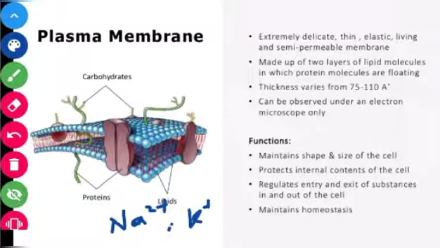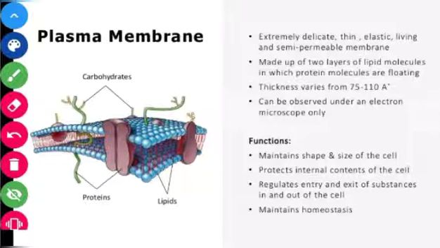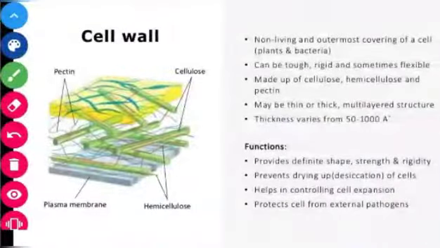When this potassium comes in, why? Because potassium is very helpful for the cell, good for the cell. The sodium goes out of the cell. In that way. And the next function is that it maintains homeostasis, meaning temperature. It also maintains the temperature of the whole cell. So this much about the plasma membrane. Let's move on to the next, that is the cell wall.